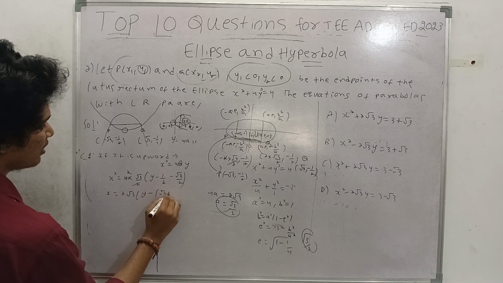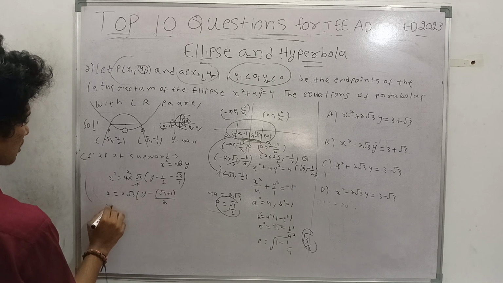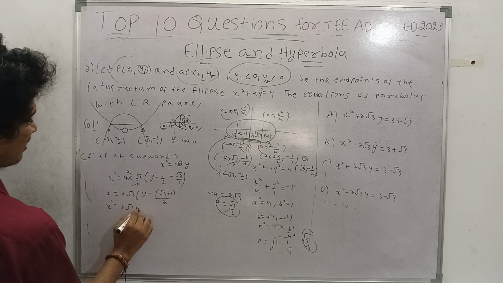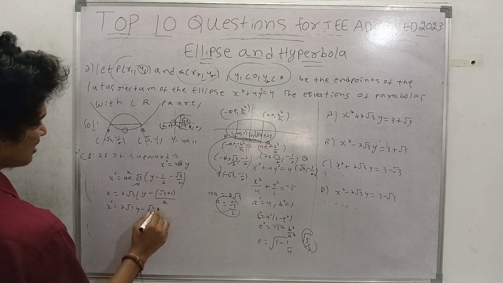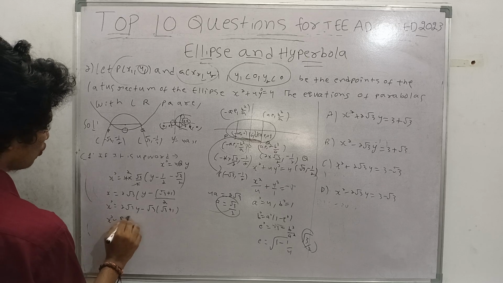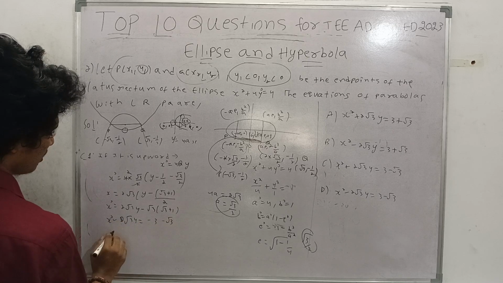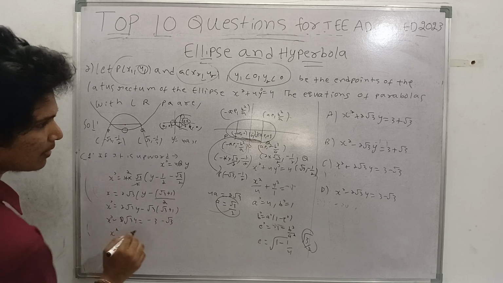If you take common minus, it will be root 3 plus 1 divided by 2, and if you multiply this, x square equal to 2 root 3 y minus root 3 into root 3 plus 1. So it will be x square minus 2 root 3 y equal to minus 3 minus root 3.